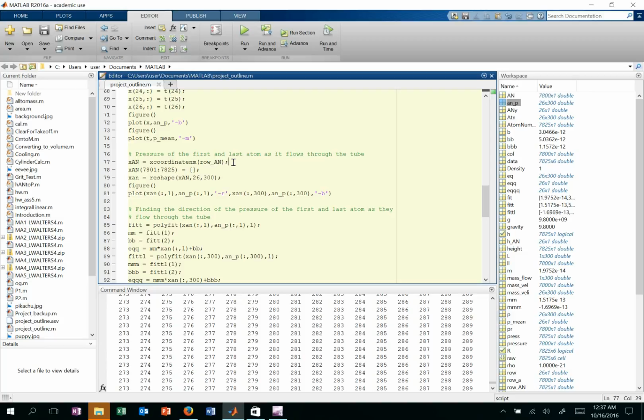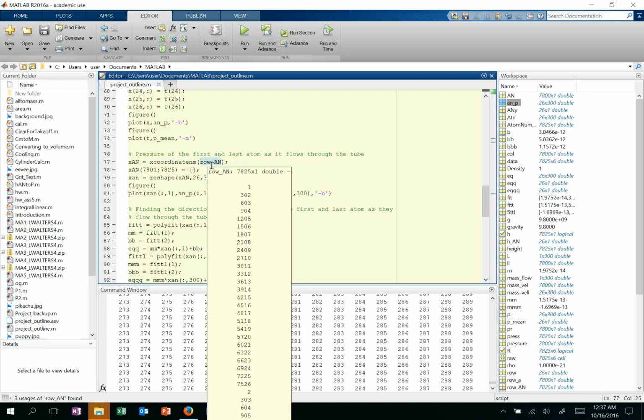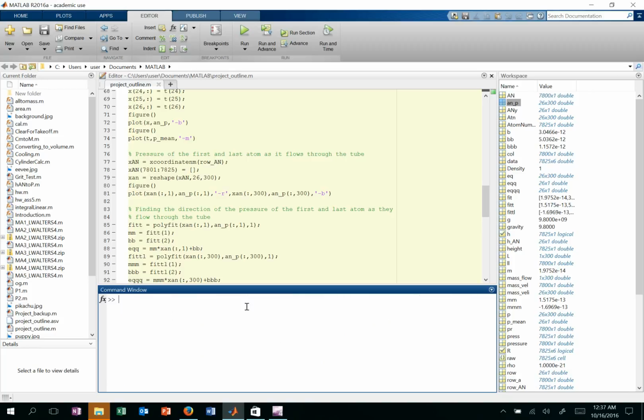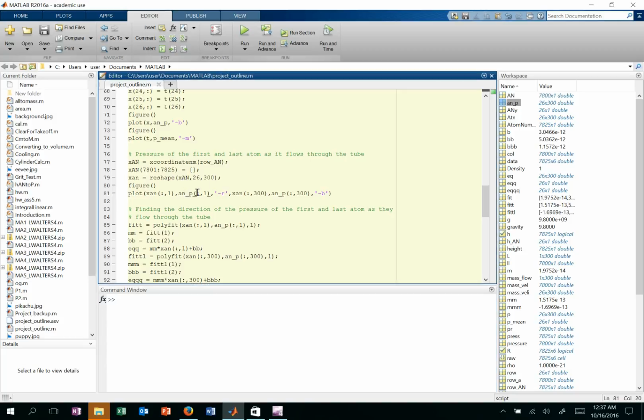And so we're going to sort our s coordinates in the same way that we sorted our atom numbers, and so the s coordinates will correlate to the atom numbers. And then we're going to get rid of the NaNs at the end and reshape it to the same format as we did our atom numbers. So the first column would have all of the s coordinates for the first atom and so on. And then we just want to plot that.